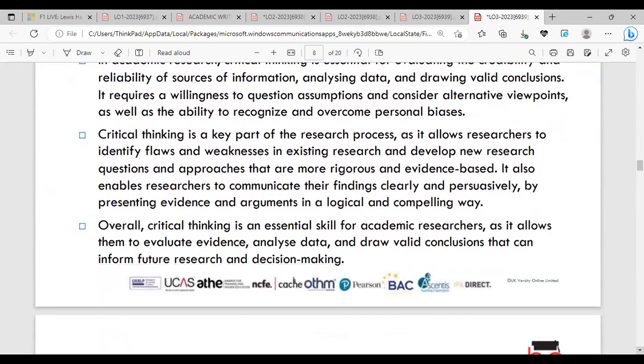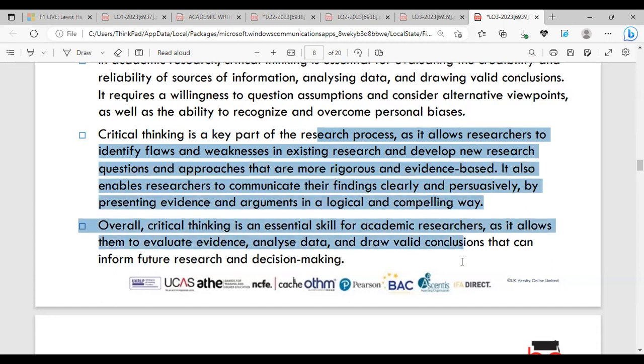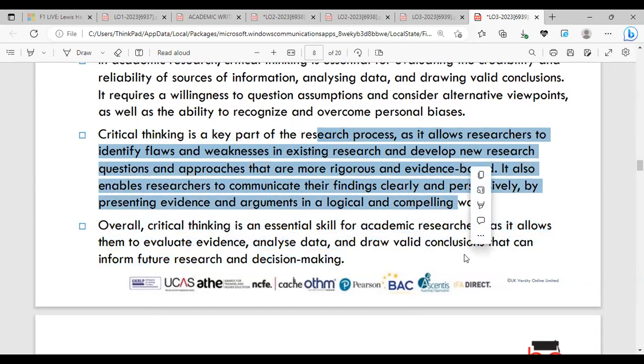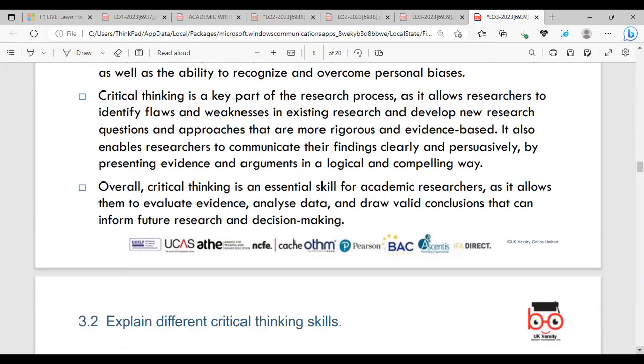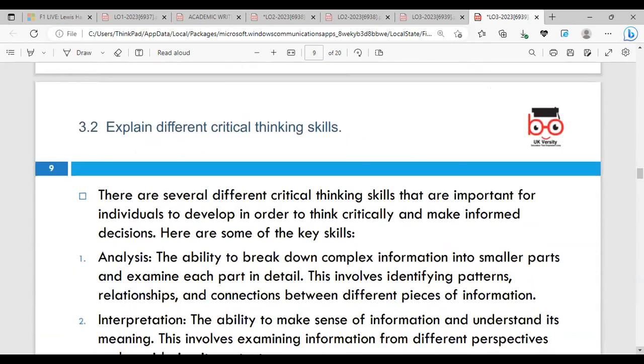Critical thinking takes part in the research process, allowing the researcher to find the weaknesses in existing research and develop the research question and approaches. Overall, critical thinking is an essential skill for academic researchers. It allows them to evaluate the evidence, analyze the data and draw valid conclusions. So explain the evidence, explain different critical thinking skills.